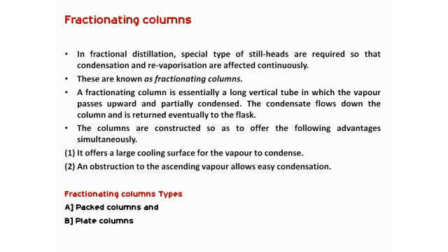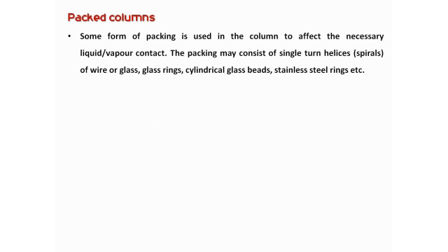So the fractionating column types, basically we have two types of column. Number one, it is the packed column. Next, it is the plate column. So let's discuss how it works. The first one is the packed column. Some form of the packing is used in the column to effect necessary liquid and vapor contact. This packing is generally made up of single turn helices, which are also known as the spirals of wire, glass rings, cylindrical glass beads, etc.